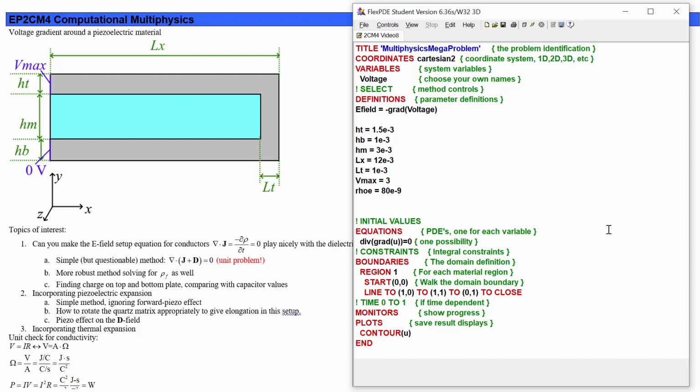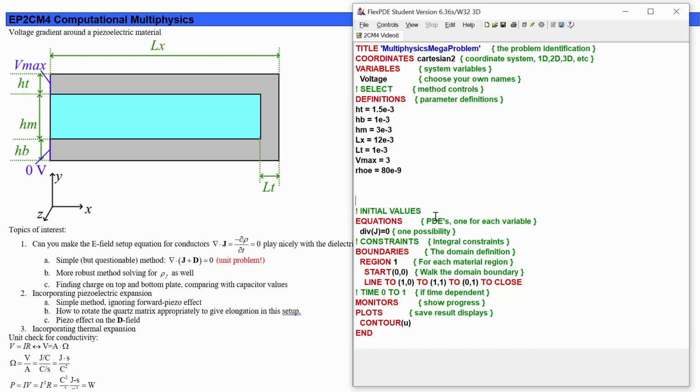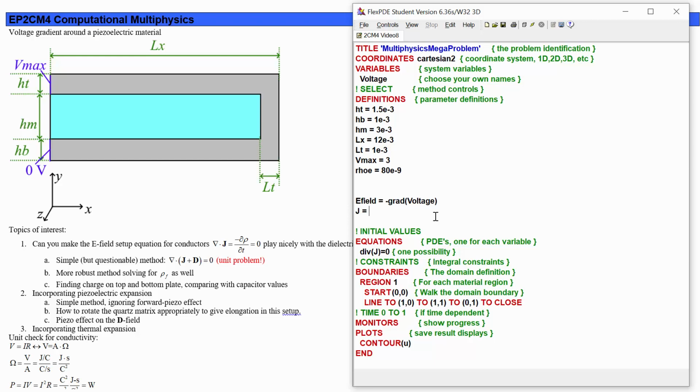The differential equation will say that the div of J, div of current density in steady state, is going to be equal to 0. So we'll need to define what that is as well. We'll say, let's put this below the material parameters. J is equal to sigma times E field. And we might need a different sigma later, so let's call it sigma E, which is 1 over the resistivity. So conductivity is 1 over resistivity.